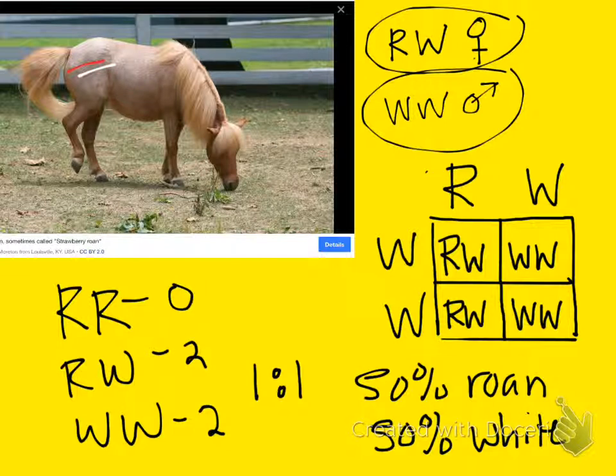Well, the chances for any one of your offspring to be affected are 1 in 4. You know, it doesn't mean that 25% of your offspring will be affected. So we would expect about 50% of their offspring would be roans, about 50% would be white. That means for each offspring, it's a 50-50 shot at being roan or white. All right. So that's codominance in a nutshell. That right there, that is codominance.